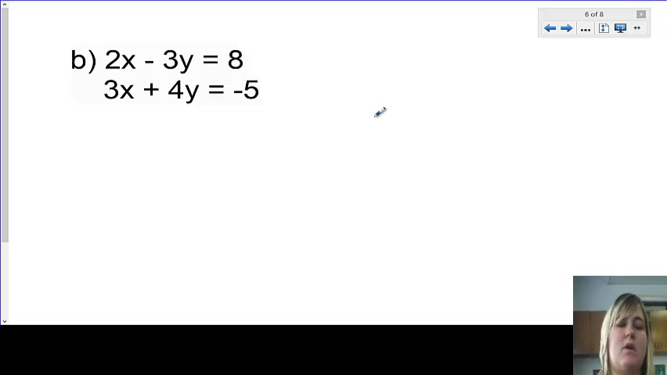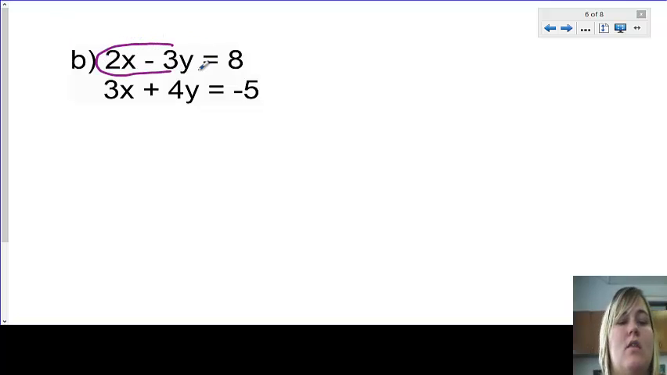Alright, the next one, we are doing the same thing here. So this time, however, we are stuck with coefficients for both of them. So we're going to have to do something a little bit different to make it work, and that is not necessarily do something different, but we're going to have to solve a little further before we can substitute.